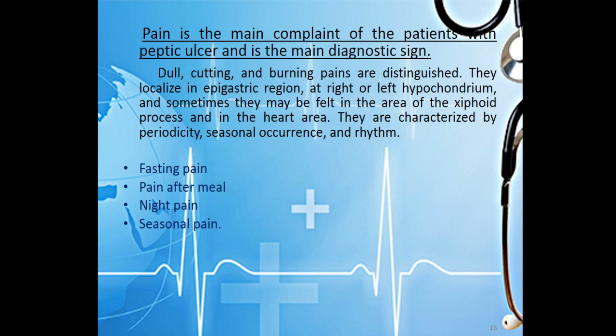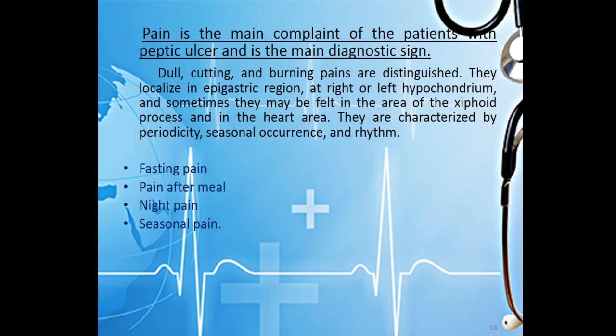Night pain. So our patient cannot sleep or wakes up during the night due to pain and goes to drink milk or water, or takes food, and after this the pain diminishes. This is night pain. And seasonal pain, that we know that exacerbation of the ulcer is mostly in the autumn and the spring seasons. They are the 4 classic ulcer pains.